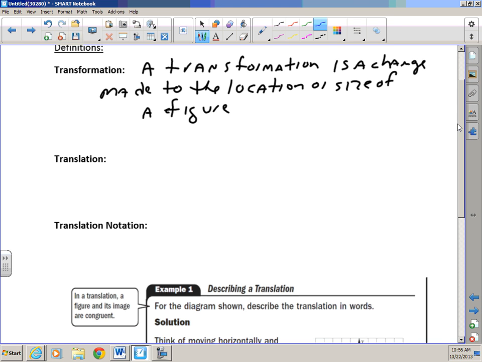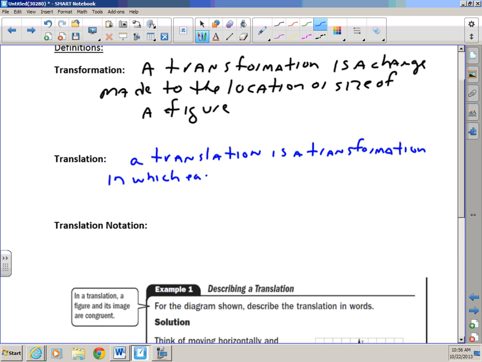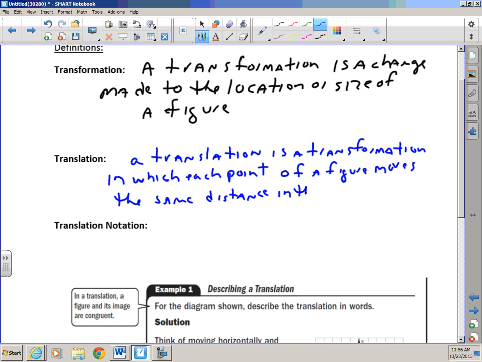A translation is a specific type of transformation. So a translation is a transformation in which each point of a figure moves the same distance in the same direction.